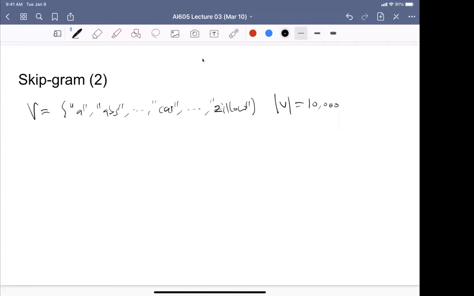Then we are initializing the embeddings for each word. So let's say the matrix is E, and this E is of size 10,000 times 100. Here, 10,000 is the number of vocabs, and 100 is each word's embedding size. Of course, usually this embedding matrix will be randomly initialized initially. You probably learned about this in your deep learning class, hopefully.